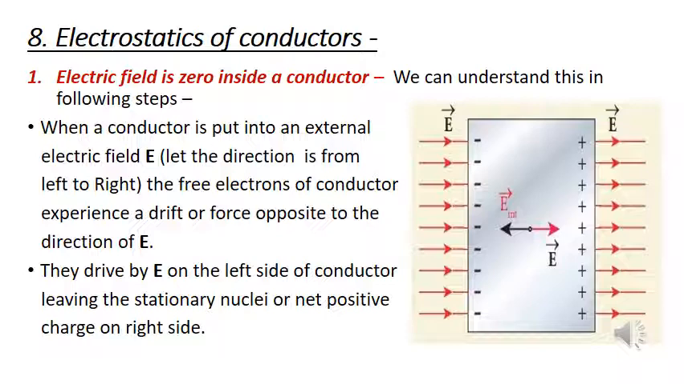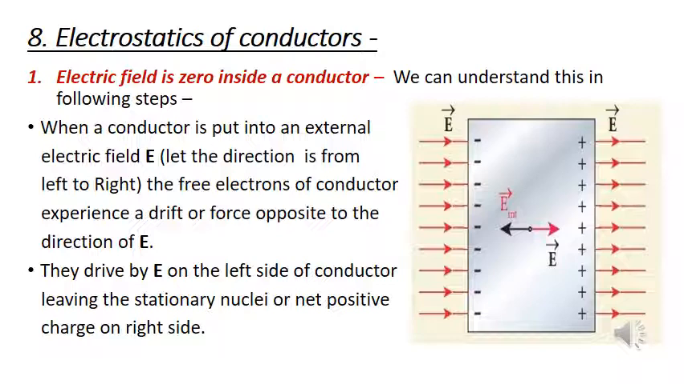Electric field is zero inside a conductor, which is the first point. As we have studied in last chapter that E is equal to 0 inside the conductor and all excess charges reside on the outer surface of it. Here we will understand the concept behind this step by step.